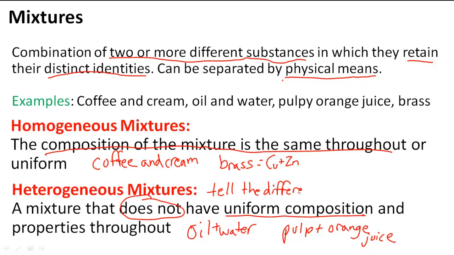And for homogeneous, you cannot tell the difference. So you cannot tell the difference between what is coffee and what is cream. They look one and the same. Okay? So to remember these, try to remember the examples we've talked about, and remember that homogeneous and heterogeneous mixtures can both be separated by physical means.